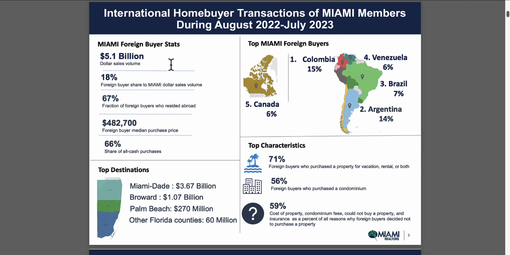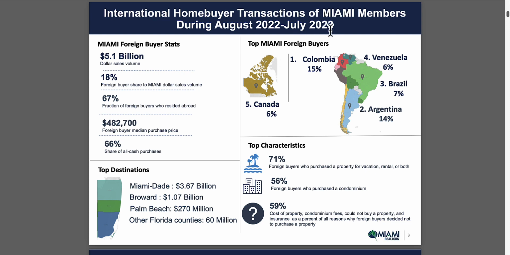So over here in the top left corner, we have the Miami foreign buyer stats. Foreign buyers make up $5.1 billion in sales volume. 18% is the foreign buyers' share of Miami dollar sales volume, and 67% is the fraction of foreign buyers who reside abroad, meaning 67% are purchasing from outside of the United States. Foreign buyer median purchase price, which is going to be there in the middle of the market, is $482,700, and they make up 66% of the share of all cash purchases in the South Florida area.